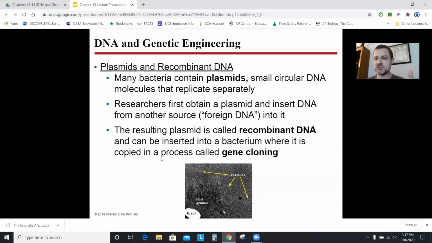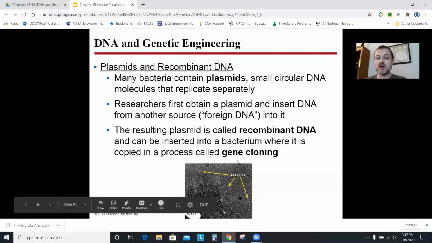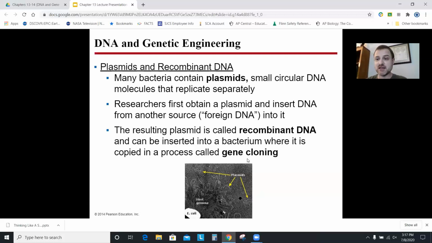What I want to do is to take a bacterial plasmid, take it out, put a human gene into it, and then give the plasmid to the bacteria. That's what I want to do. And once you do that, you do it through a process called gene cloning, where you put the gene into a bacteria and then grow it. So you're making copies, so it's like a clone.